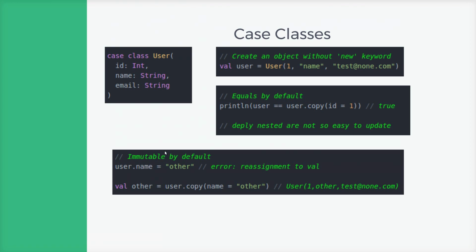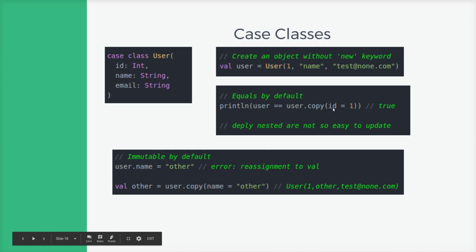Case classes are immutable by default, as I already told you. If we try to reassign an existing attribute, we get a compile error, because by default everything is a value. The way to overcome this is to use the copy method created by the Scala compiler, which allows you to modify some attributes of the class, like in this case, where we are modifying the name.